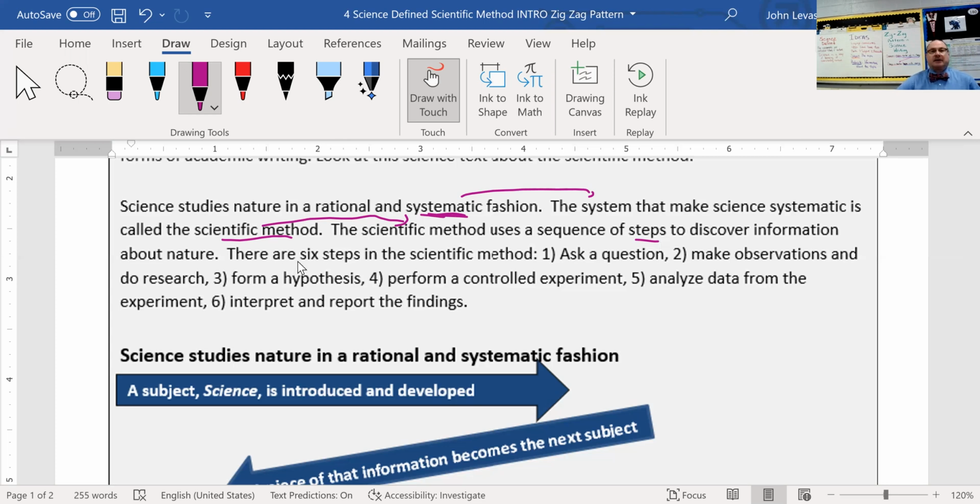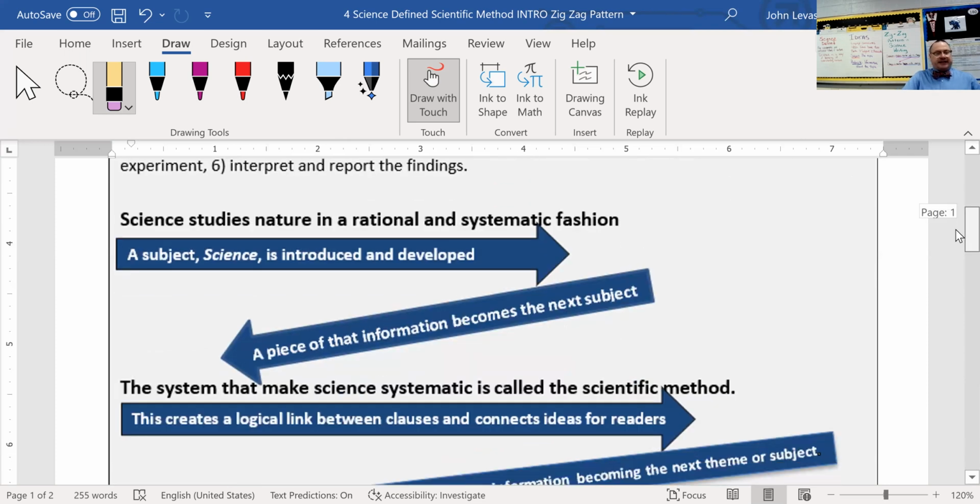And in the next sentence, we see there are 6 steps. And so what we're doing is we're tying one idea to the next idea, and it really condenses the amount of information that you have in one paragraph. And that's why when you read science things, they seem so full of information, because they are, and it's been done with this pattern. So let's read this again, and we'll look at those zigzag patterns.